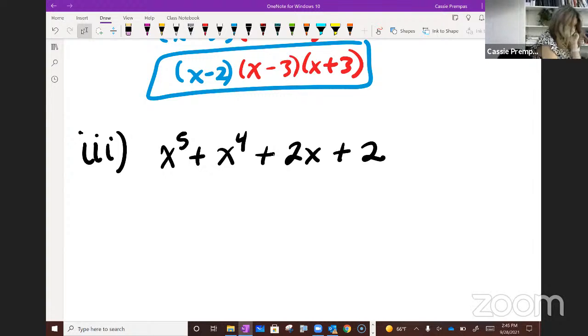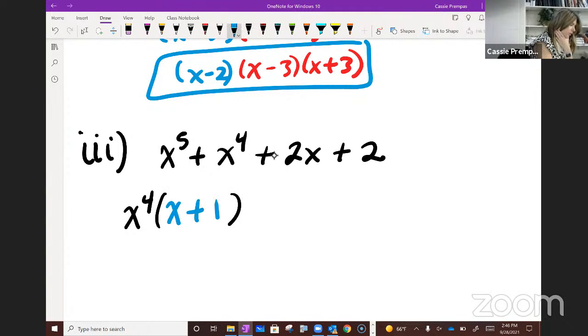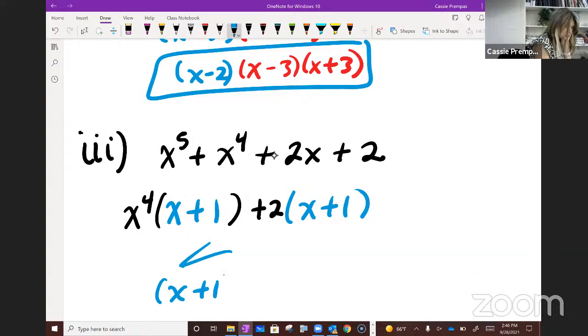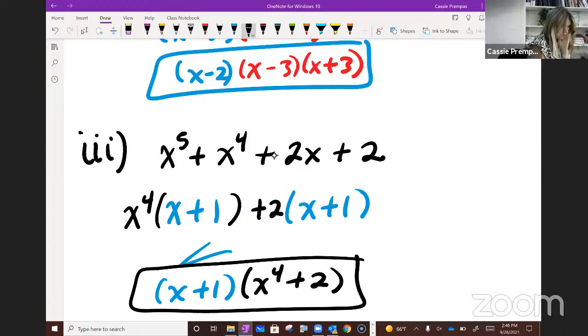All right, guys. One thing you want to check: x to the 4th was the GCF of these first two, and it would leave you with an x plus 1. Then I would copy over an x plus 1, and the GCF here would be 2. So then I would bring that to the outside, and my answer would be x plus 1 times x to the 4th plus 2. And that's it.